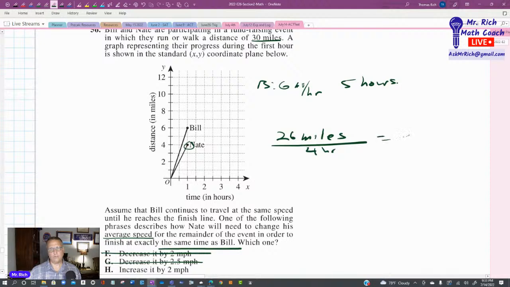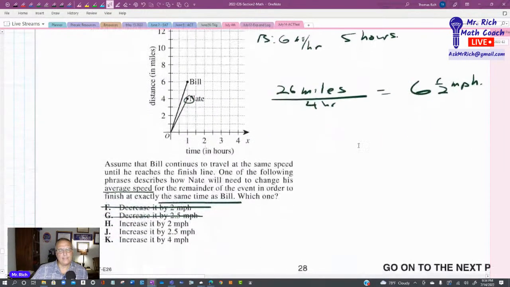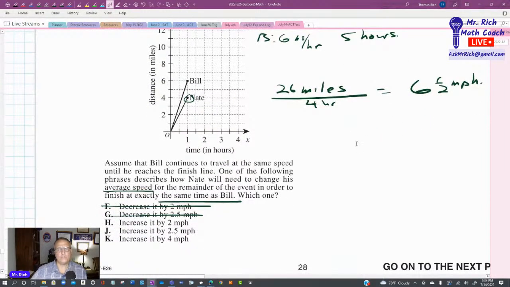So on that last leg he's got to be averaging 26 over 4, so that is 6.5 miles per hour he has to average on the last end of it. He was going 4 miles per hour, so he needs to increase by 2.5. So he has to go from 4 to 6.5.